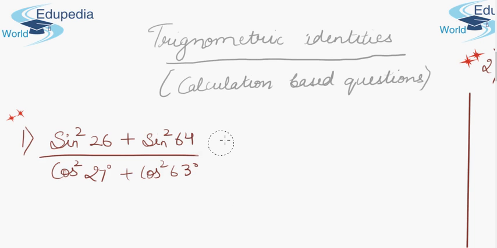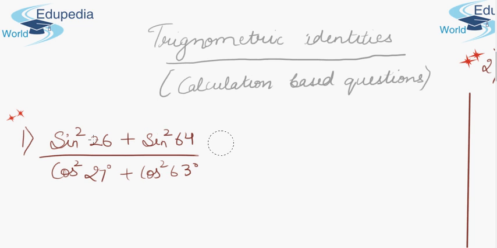Hello friends, so far we have learned different trigonometric identities, basically three trigonometric identities, and the complementary angle pairs and their trigonometric ratios. Now we will apply this chunk of knowledge that we have in solving some questions that appear to be calculation based.